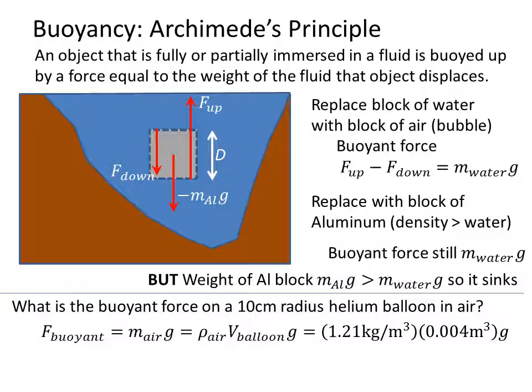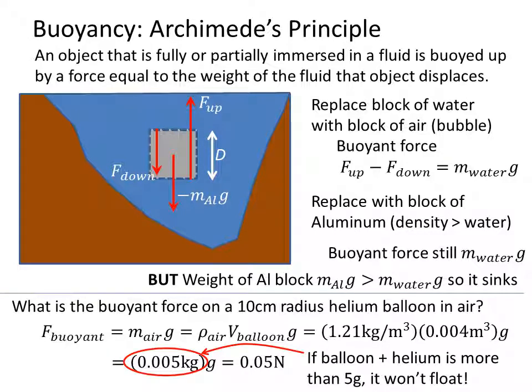The density of air is 1.21 kilograms per cubic meter, times the volume of the balloon, which in this case is 0.004 cubic meters for this 10 centimeter radius balloon, times g. If we plug in the numbers, we find that F buoyant is equal to 0.005 kilograms, or 5 grams, that's the mass of the air, times g, or about 0.05 newtons. Note that if the weight of the balloon plus the helium inside the balloon is more than 5 grams, the balloon will not float.